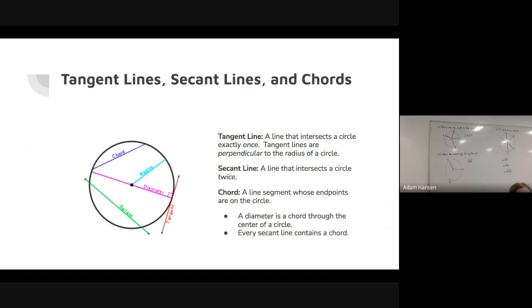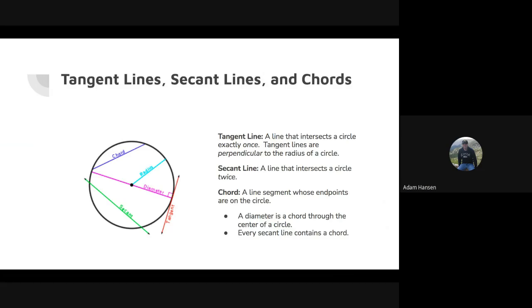Couple extra tidbits about chords. A diameter is a chord that passes through the center of a circle. Every diameter is also a chord, but not all chords are diameters. Is a diameter a line segment whose endpoints are on the circle? So let's take a look.